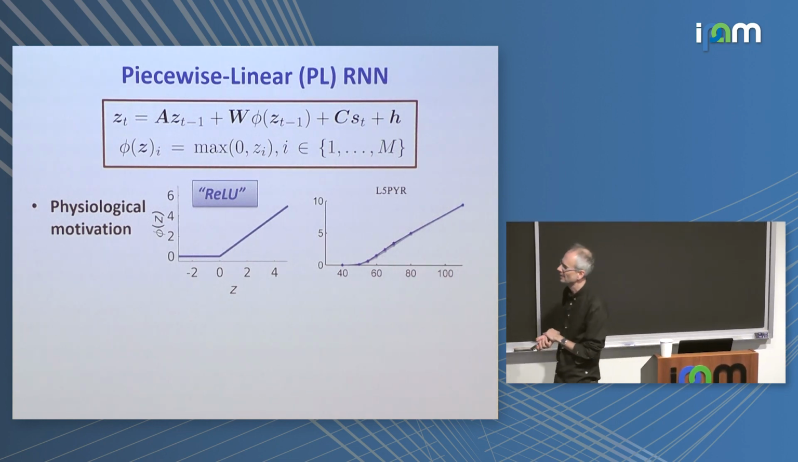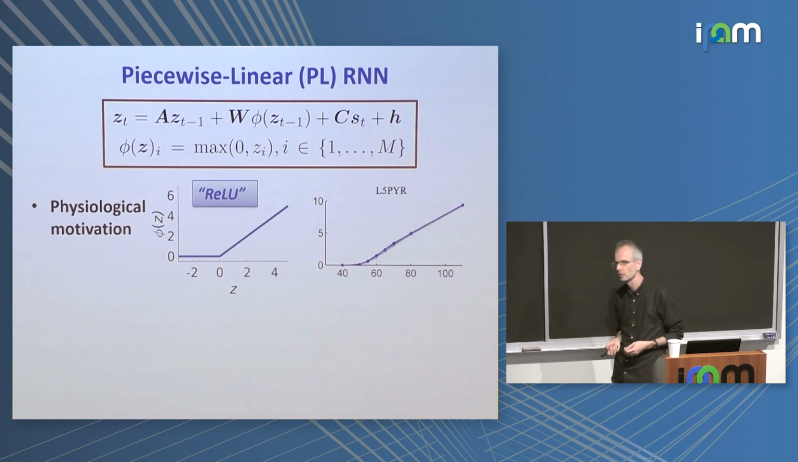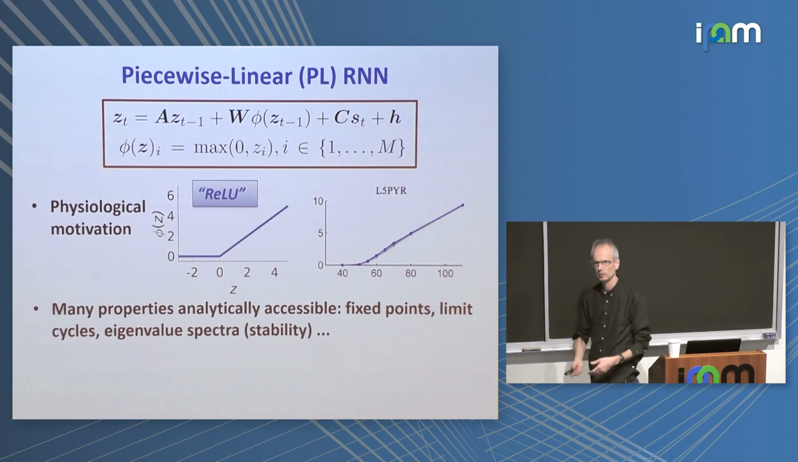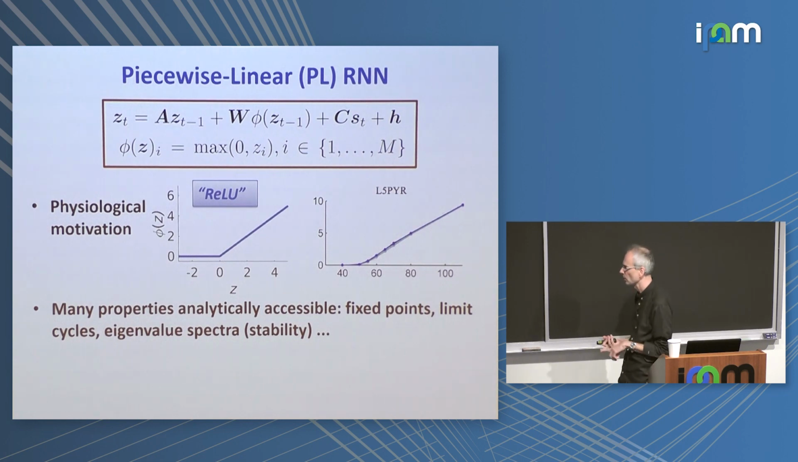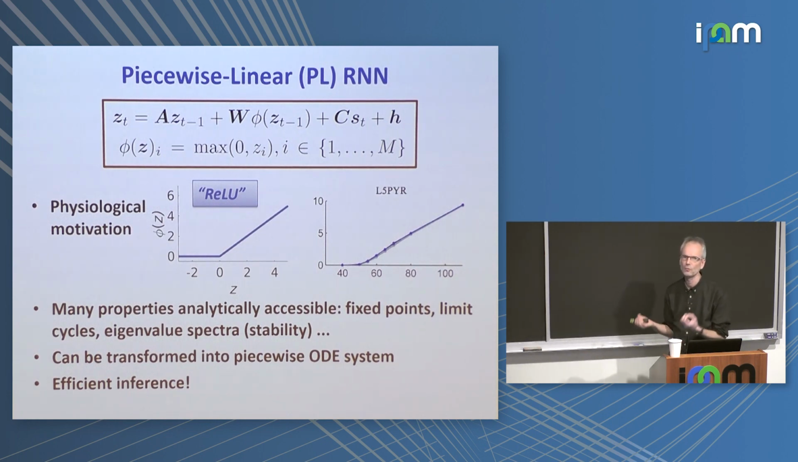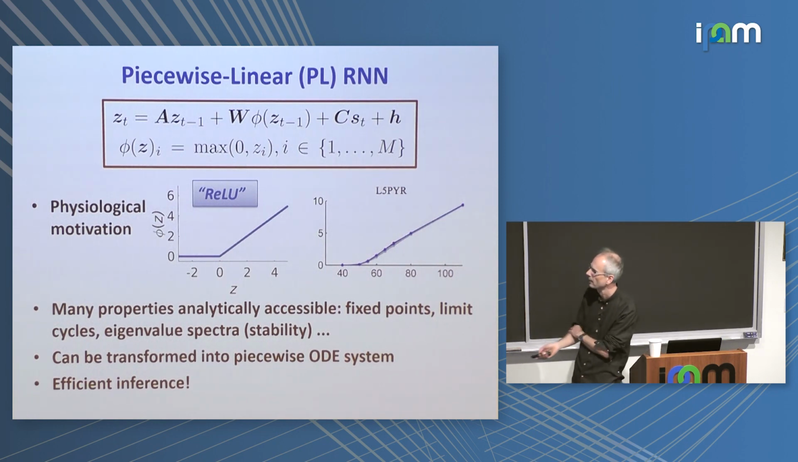First of all, it has a physiological motivation. Firing rates of pyramidal cells and sometimes some types of interneurons, like fast-spiking interneurons, are often quite linear in the physiological range. More importantly, you can access many properties of the system analytically. You can compute fixed points, you can compute limit cycles, at least theoretically, and you can compute eigenvalue spectra and stability. You can also transform these systems relatively easily into continuous-time, piecewise ordinary differential equation systems, which comes with a lot of additional benefits for analysis. And most importantly, maybe, you can do very efficient inference with these systems, which is highly important if you really want to reconstruct the underlying dynamical system. I will come to that later.